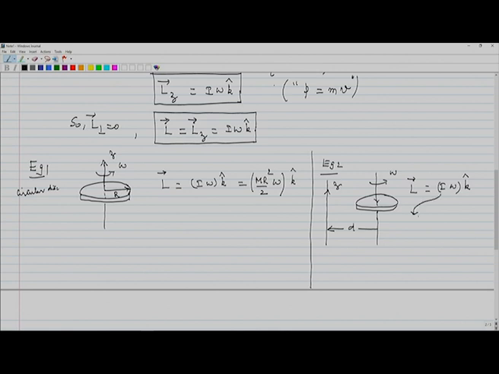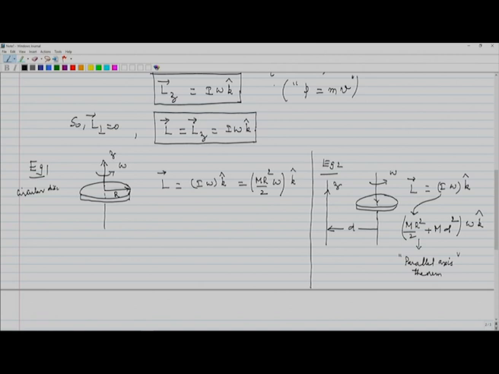This I is the moment of inertia about the symmetry axis, that is m r squared by 2, but we are calculating with respect to this, therefore we want to know the moment of inertia about the z-axis. Therefore, this is plus m d squared. This is what we call the parallel axis theorem. This times omega times k. That's the matter. So we have got the moment of inertia of this object.